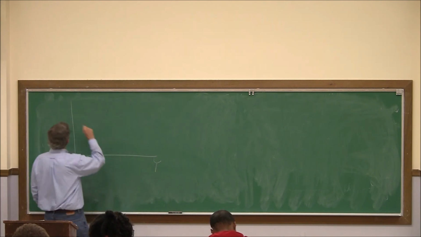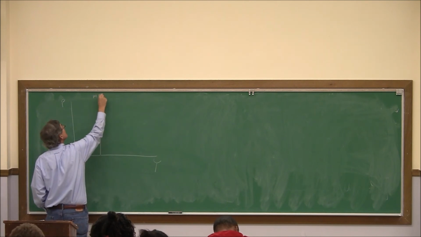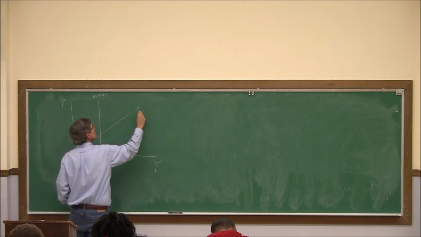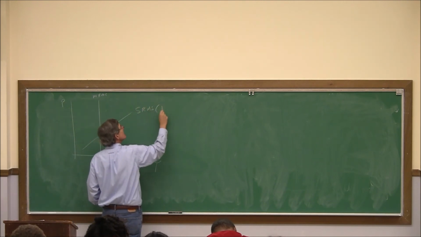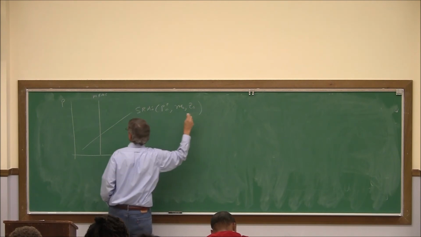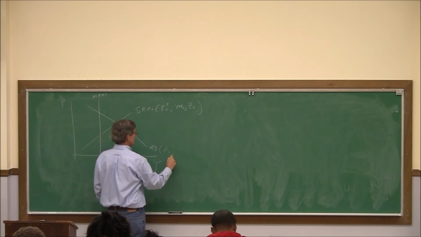So Y, the natural rate, medium run, and I want the equilibrium over here. So let's put a short run AS, PE0, M0, Z0, and our friend the aggregate demand curve, G0.